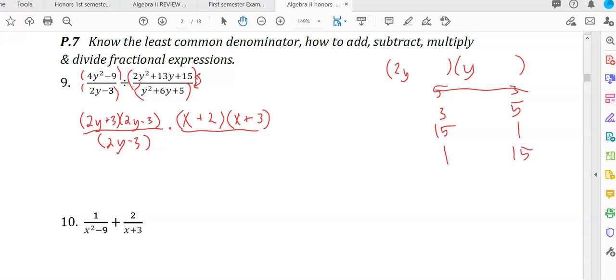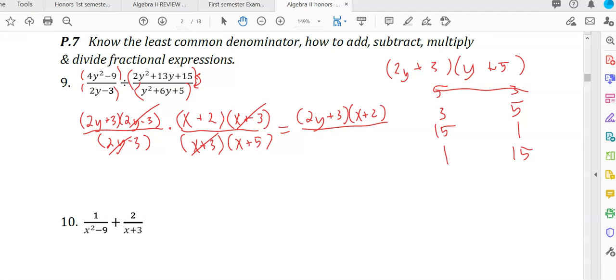So this one doesn't work. 10, oh, I think I like that. Okay, so I think that's going to work. So plus 3 plus 5. 3 plus 10 is 13. I think that works. So x plus 3 times x plus 5. Cancel everything you can. X plus 3's, 2y minus 3. I think that's it. So we get 2y plus 3 times x plus 2 over x plus 5.